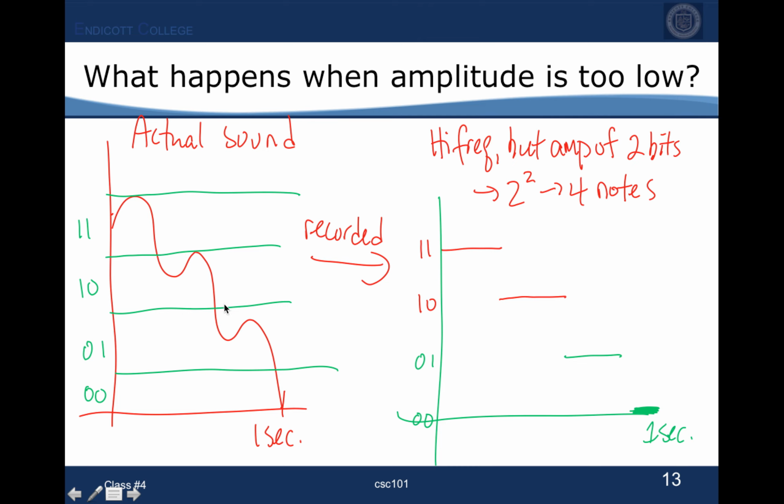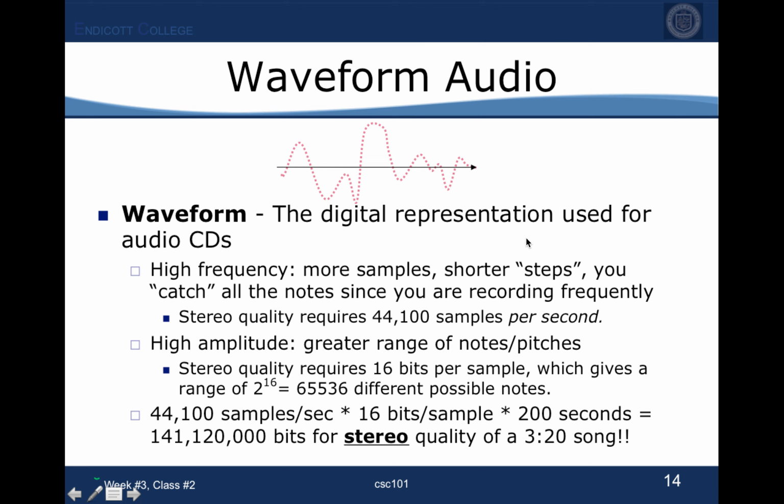So how do I get closer to these pictures? Well, obviously then I can't have either of these be low. I need high frequency and high amplitude. So how high is high, I guess, is a good question. So for stereo quality sound, you have to jack the frequency up, and a standard recording records 44,100 times every second.